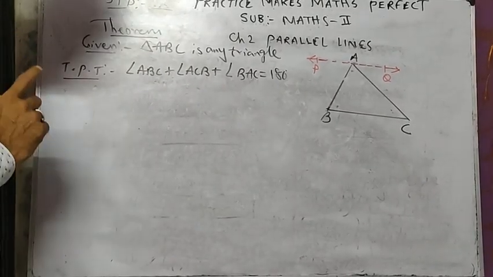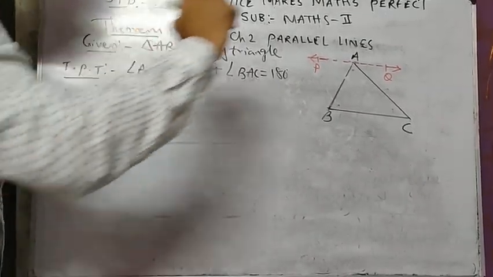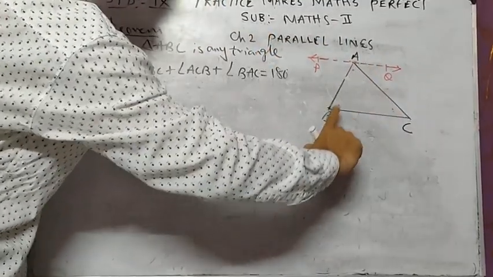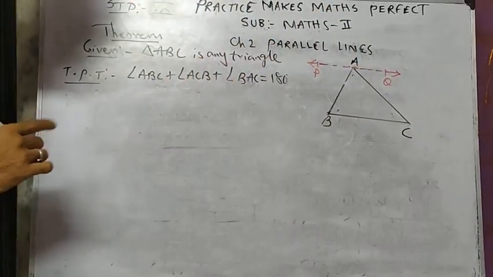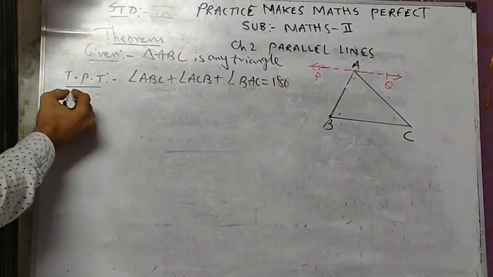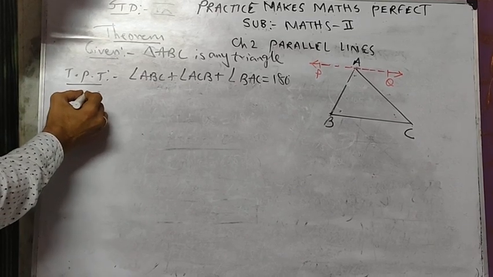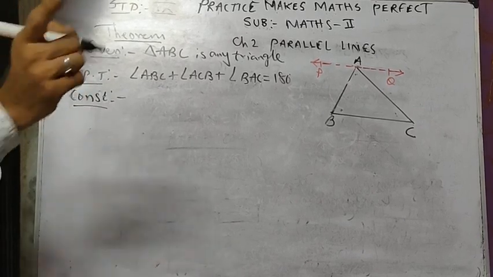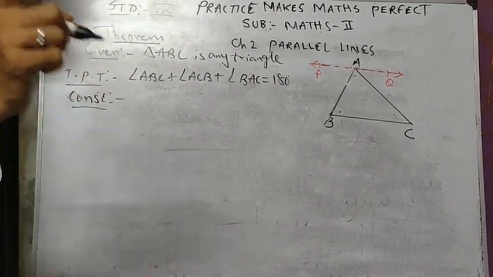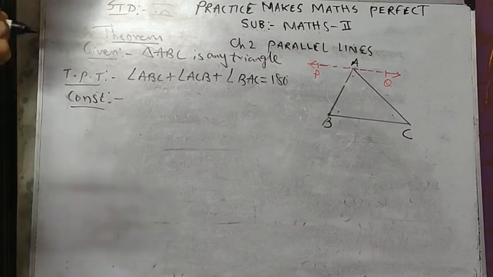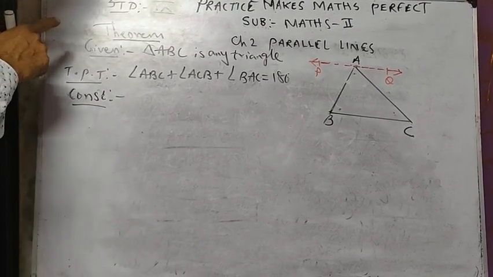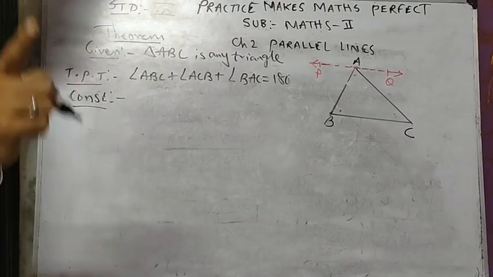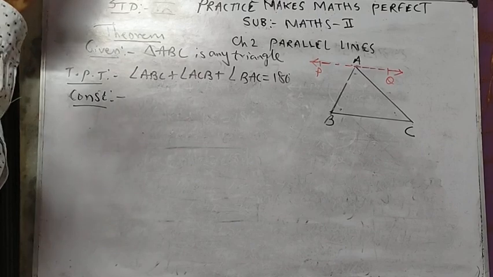Construction: draw line PQ through vertex A such that line PQ is parallel to side BC. Okay, so construction work you have to write always after the given and after what is to prove. Don't write it before what is to prove, and don't write it before the given either. Please pay attention, this is very, very important while solving the theorem.